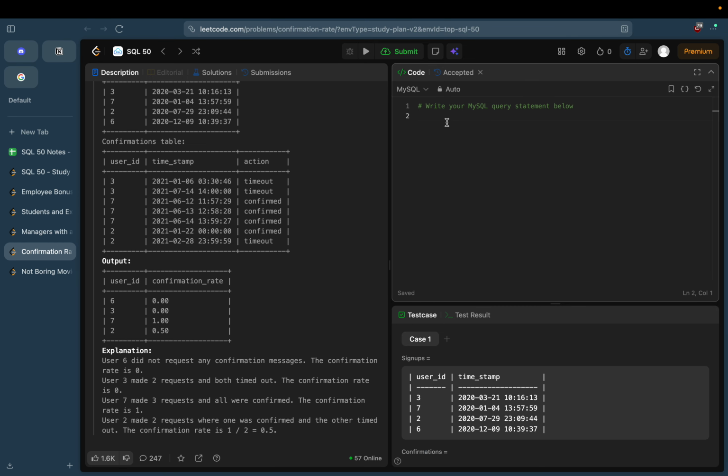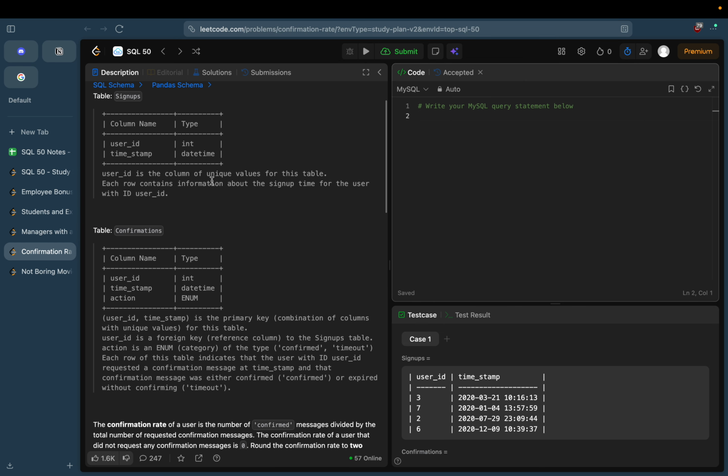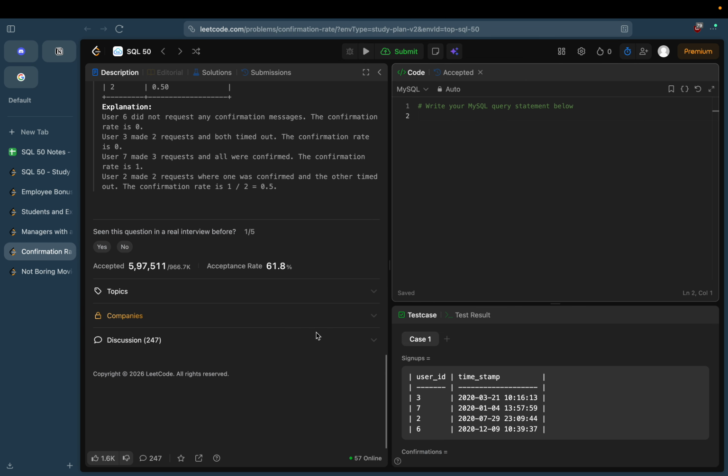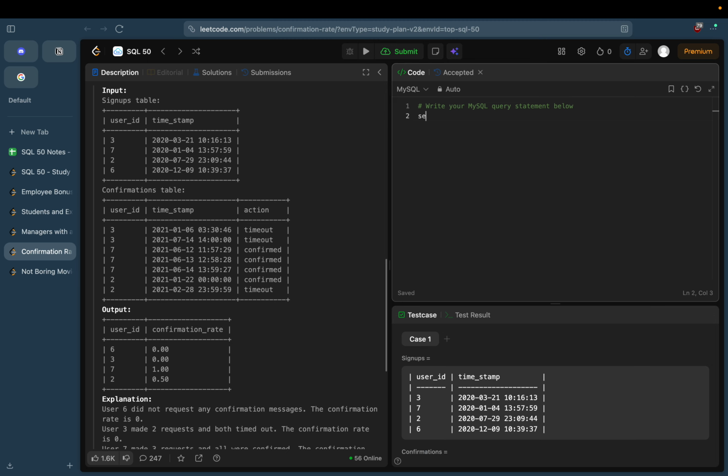This is quite an interesting question again. So let me first select the name of the columns, select user ID, confirmation rate. We'll have to calculate this. This is the key of the problem. Let me pick the tables.